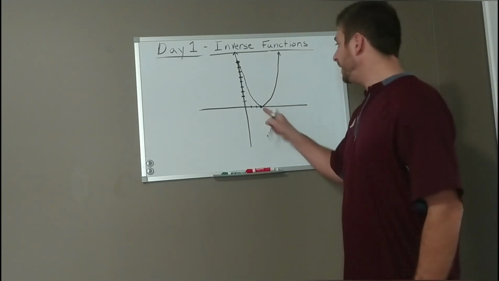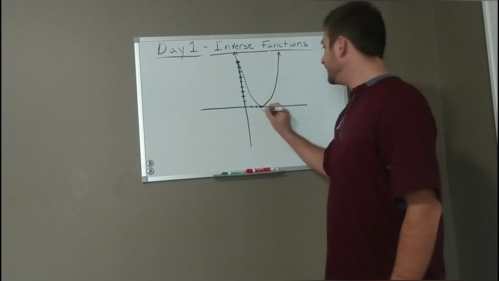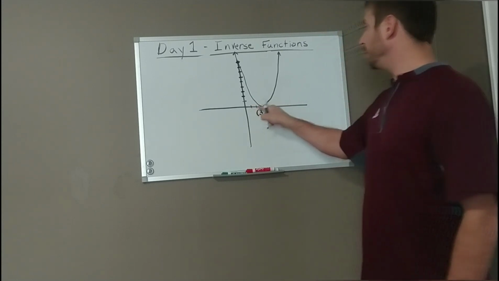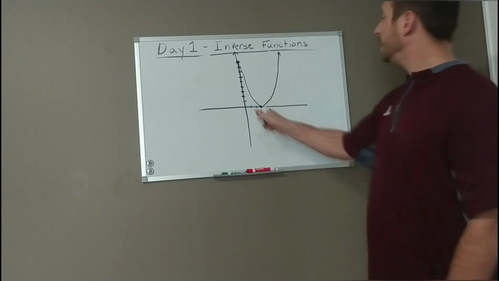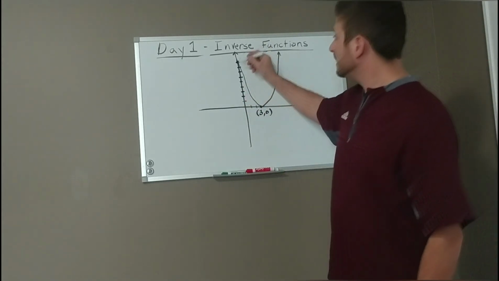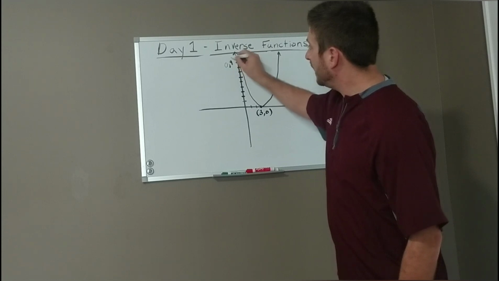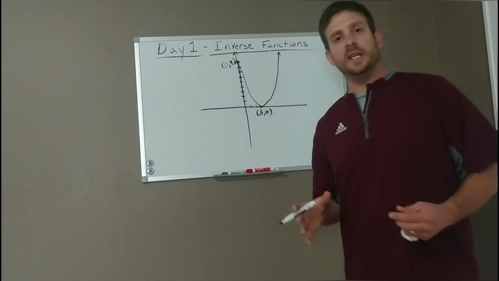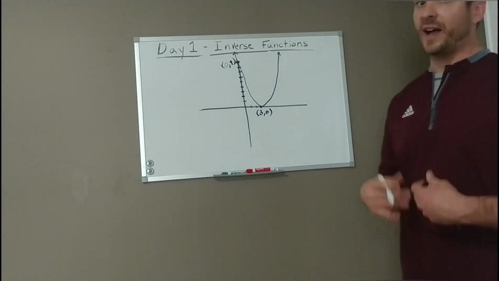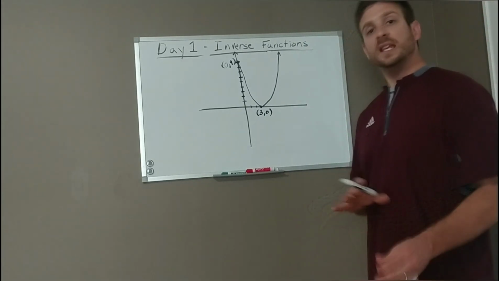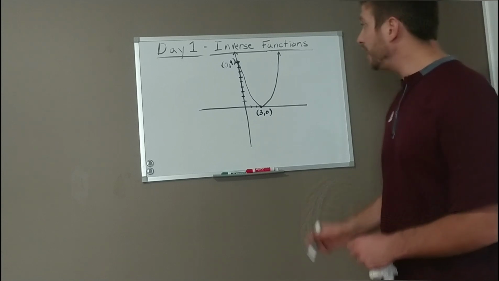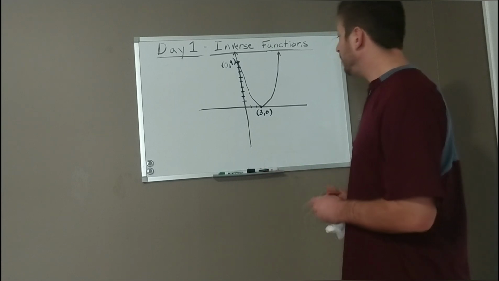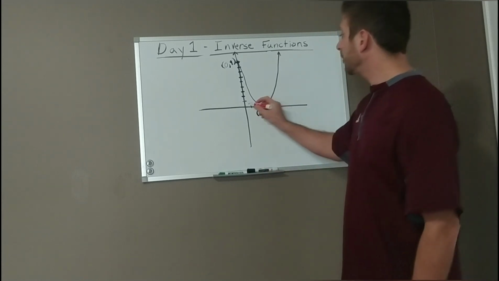In this case, we've got a coordinate, and this is the coordinate 3, 0. 3 over, 0 up. Here we have a coordinate 0, 9. 0 over, 9 up. So the easiest way to find the inverse of a function, or to find the graph of an inverse of a function, is going to be to switch the x and y values. We're going to switch 3, 0, and we're going to plot it as 0, 3.